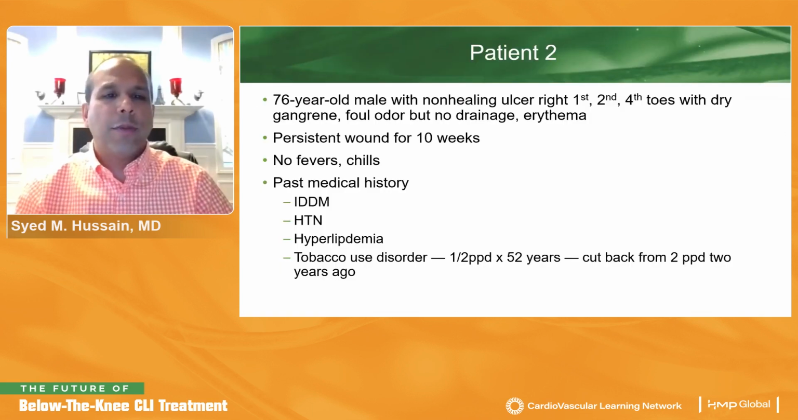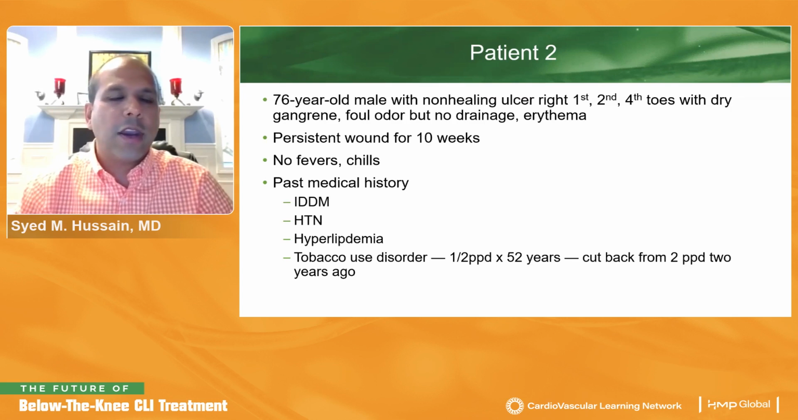This is a 76-year-old male with non-healing ulcers on the right first, second, and fourth toe, with dry gangrene and foul odor, but again, no drainage or erythema was noted. The wounds were persistent for over 10 weeks, and podiatry has done multiple different debridements to try to get it to heal. Past medical history, again, is remarkable for insulin-dependent diabetes and past tobacco use disorder.